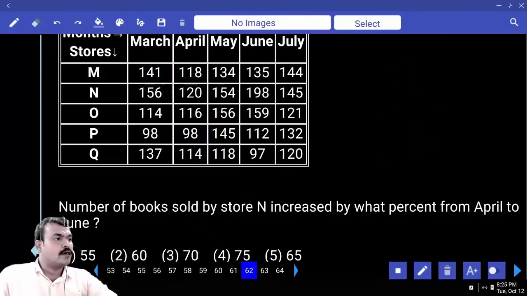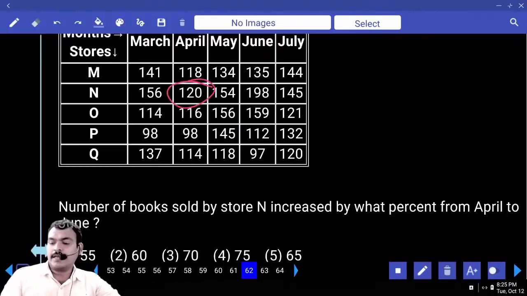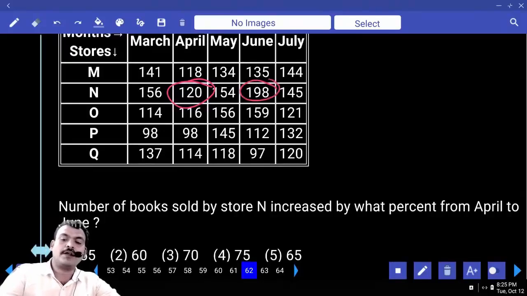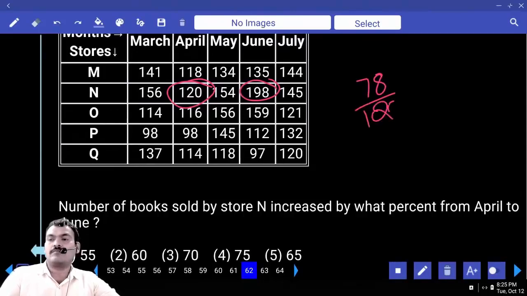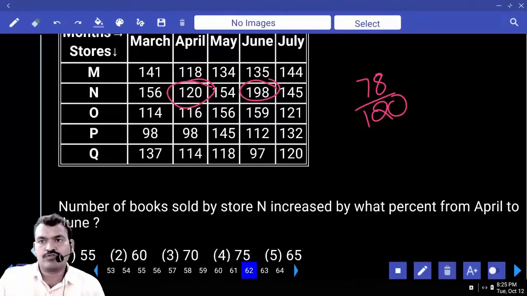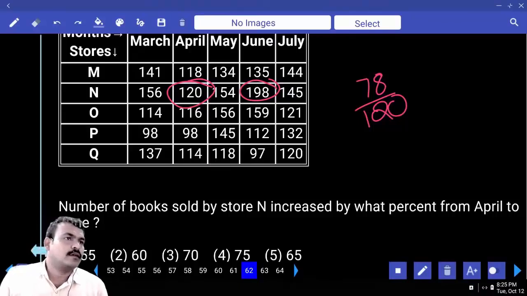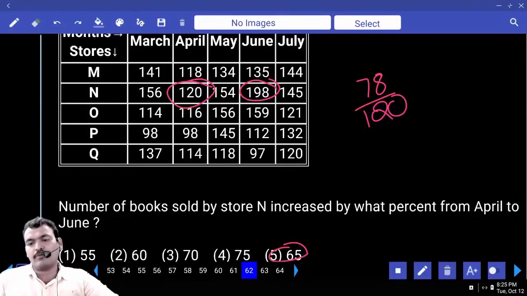Next is 62. Number of books sold by store N is decreased by what percent from April to June? What is the N value in April? 120. Next, what is the June value? 198. How much value is increased? 78. Upon which value? 120 or not? What is the 10% value? 12. What is the 60% value? 72. Compared to 72, how much value is extra? 6 more. 6 is nothing but half of the 10% value or not? Total it will be 65. Our numerator will be a 13 multiple, means the answer also a 13 multiple or not?